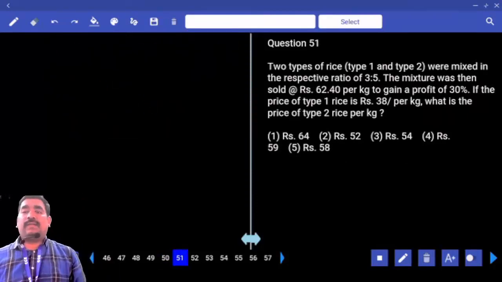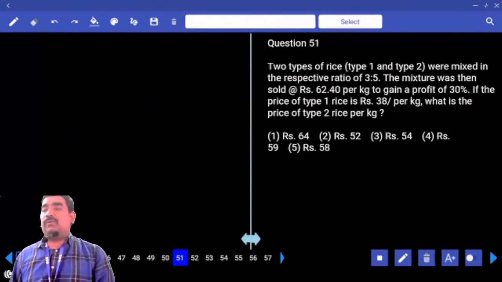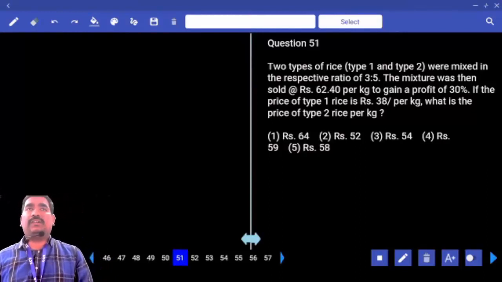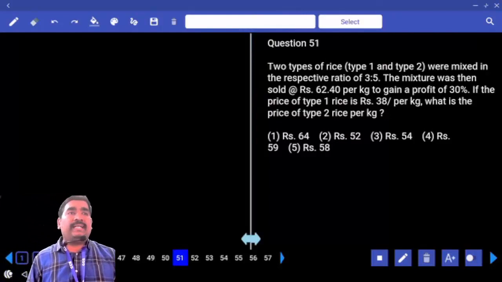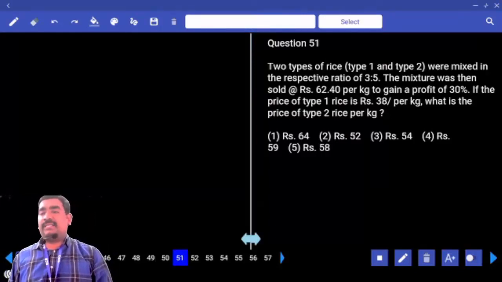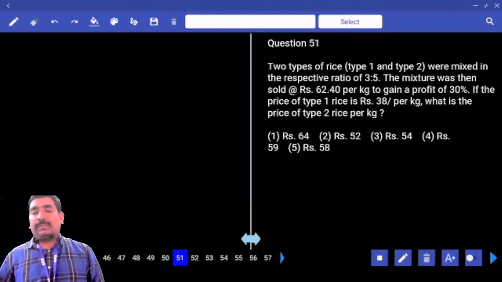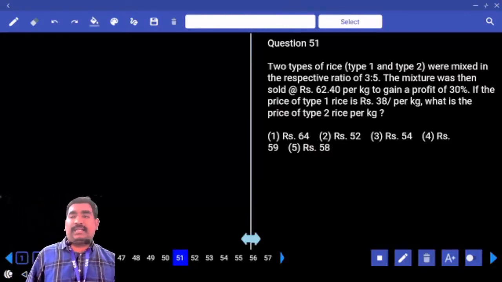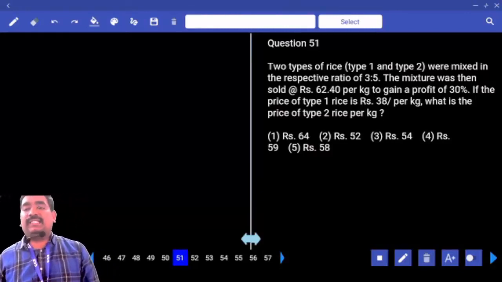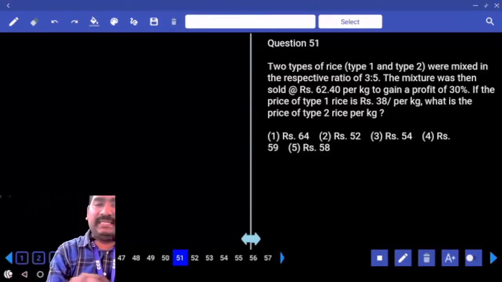Two types of rice, type 1 and type 2, were mixed in the respective ratio of 3:5. The mixture was then sold at 62.48 per kg to gain a profit of 30%. If the price of type 1 rice is 38 rupees per kg, what is the price of type 2 rice per kg?